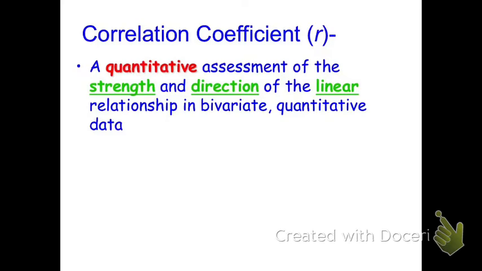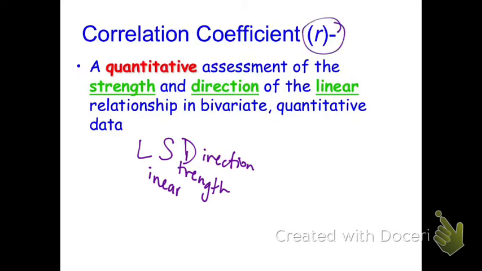This is where, when we describe the correlation coefficient, or when we comment on a scatter plot, we look at the strength, direction, and linear relationship between X and Y. So this is the acronym LSD, and I put L first because it makes sense, even though when saying it, you might say strength, direction, and then linear. But LSD stands for linear, strength, direction.